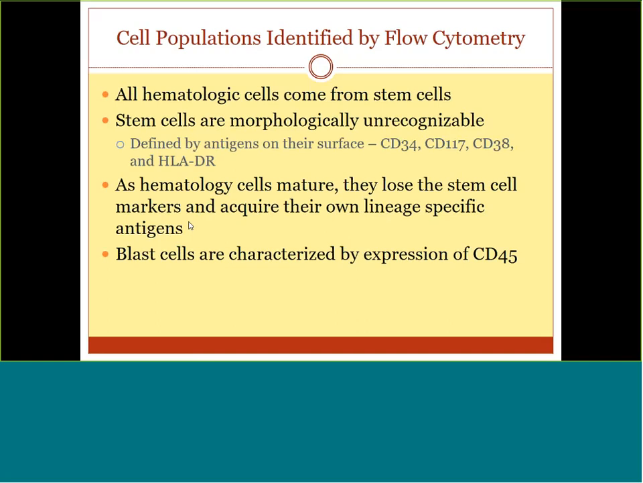So first of all, we all have learned back in Heme 1 toward the very beginning that all cells come from a stem cell, and that we've also learned you cannot see a stem cell and identify it under a microscope. Stem cells are what we call morphologically unrecognizable. Because we cannot identify them under a microscope, flow cytometry is absolutely necessary to help tell how many stem cells somebody has.